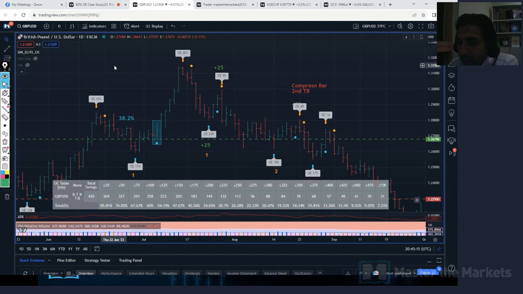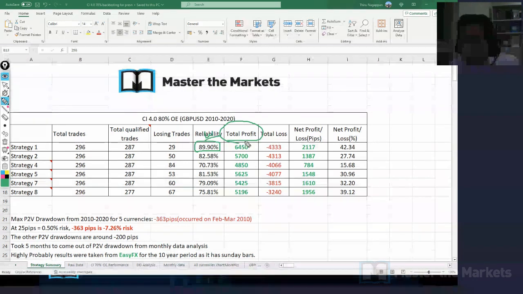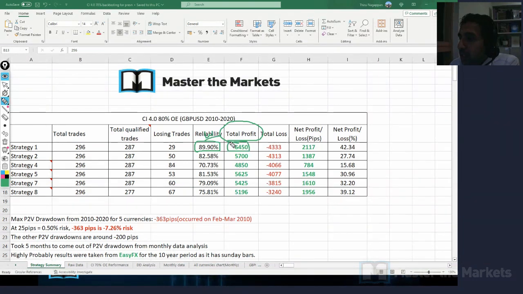Now, based on that is what we got, the table here. And in this table, what we're saying is 90%, that's the reliability. That means 90% of them win. Then we take a look at the total profit. How much was the TGP? We call it total gross profit. Then we also take a look at the total gross loss.